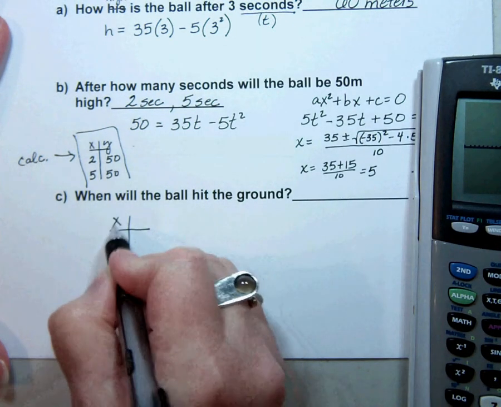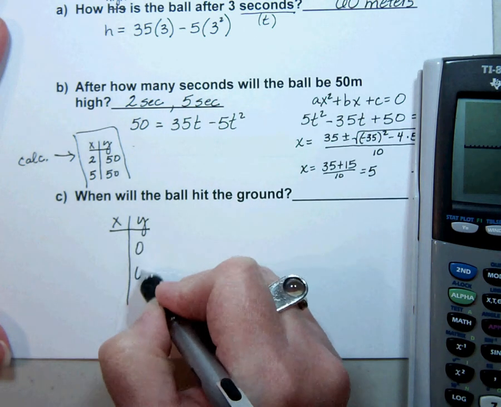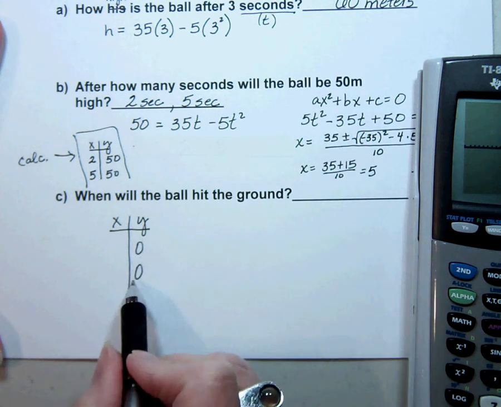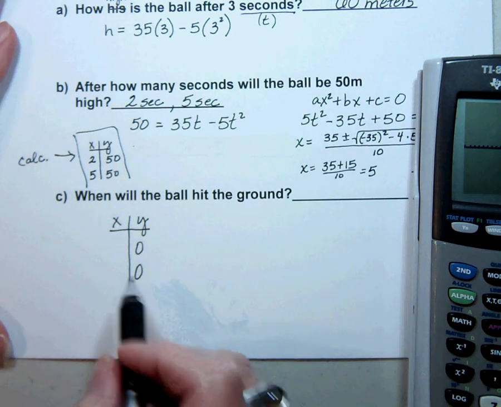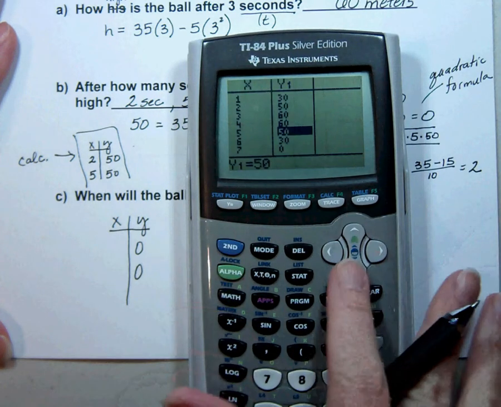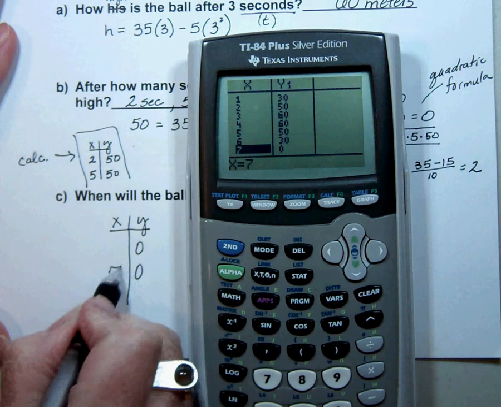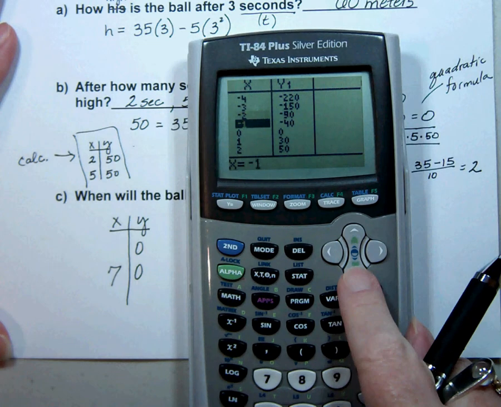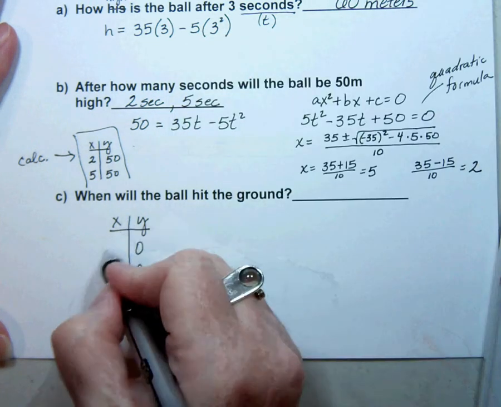I'll draw a little T-chart. What you're looking for is when the height is 0, because when your height is 0, that means it's hitting the ground. So the two zeros, or the two solutions, are the ones you want to find. So on this one, let's go into the table, and if you notice, 7 is one of your answers, and I'll go up a little bit. Here's the other answer, 0. So 0, 0, and 7, 0.